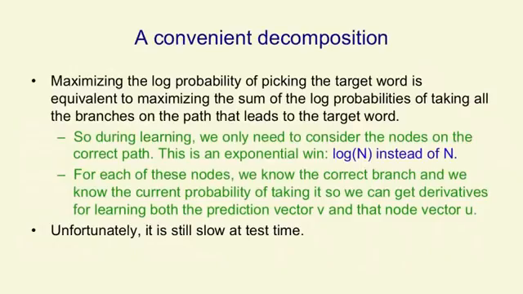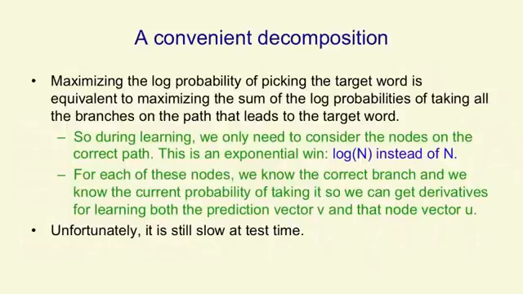So we benefit from a nice decomposition here. When we try and maximize the probability of picking the correct target word, we're really trying to maximize the sum of the log probabilities of taking all the branches on the path that leads to that target word. So during learning, we only need to consider the nodes on that correct path. And that's a huge win.